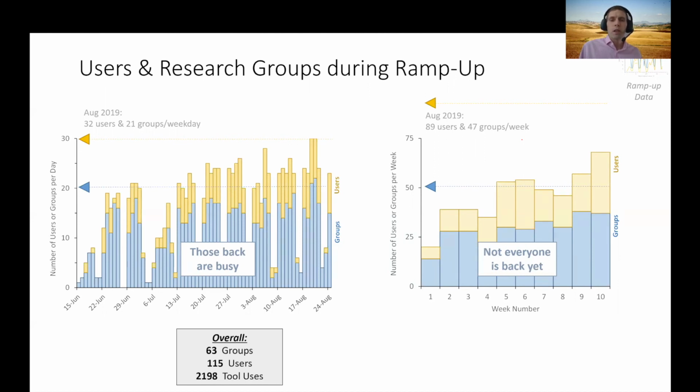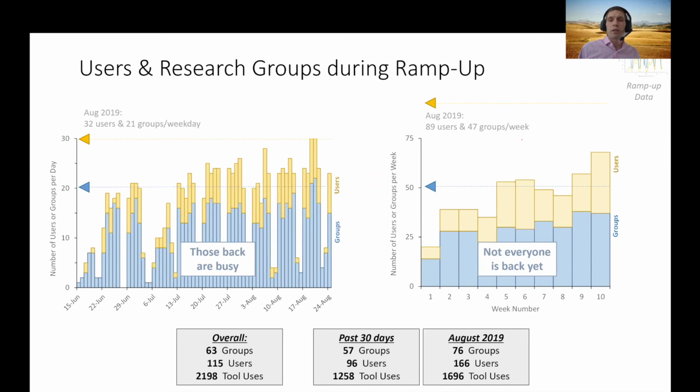2 or so months. I can also, again, if I want to compare to 2019, there was no ramp up in 2019, so I'm just going to focus on August or the last 30 days, where we've seen 57 research groups, 96 users, 1,200 tool uses, and that compares to August 19 relatively well, right? So a little bit fewer research groups. Again, not everyone is back yet, so you can see that in this data. But the 96 users that are here are very heavily using the lab, more than the 160 were a year ago.